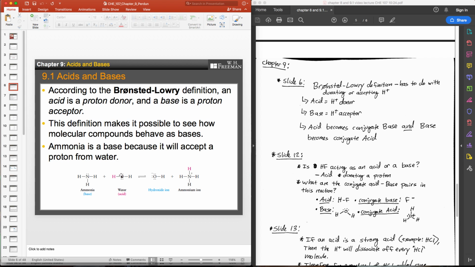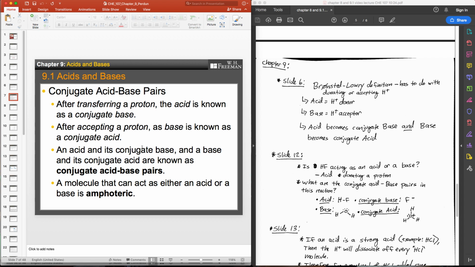And then the acid becomes a conjugate base. So water turns into this hydroxide ion, which can now accept a proton. What is a proton acceptor? According to Bronsted-Lowry, it is a base. So now we have this conjugate base. This hydroxide ion is now a conjugate base. Therefore, we always have a conjugate acid, conjugate base pair. That's what we call acid-base pairs, acid-base chemistry.